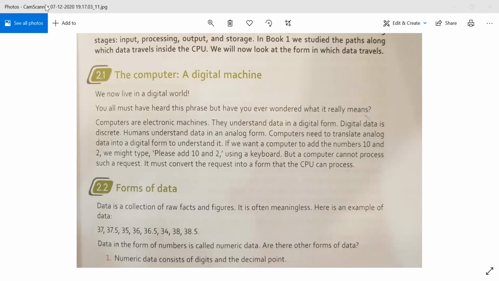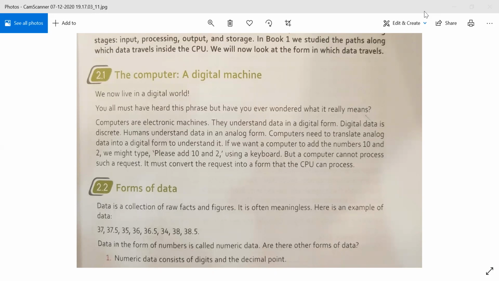If you want a computer to add the numbers 10 and 2, we might type, please add 10 and 2, using a keyboard. But a computer cannot process such a request. It must convert the request into a form that the CPU can process.